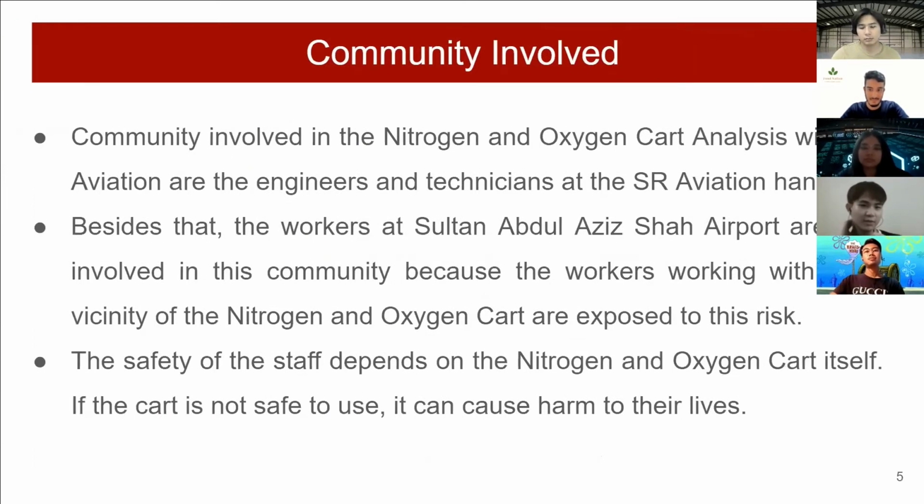The community involved in this nitrogen and oxygen cart analysis with SR Aviation are the engineers, technicians, and workers at the SR Aviation hangar. Besides that, the workers at Sultan Abdul Aziz Shah Airport at Subang are also involved in this community because the workers within the vicinity of the nitrogen and oxygen carts are exposed to this risk. The safety of the staff depends on the carts themselves. If the cart is not safe to use, obviously it can cause harm to their lives. So we will go to the next slide.